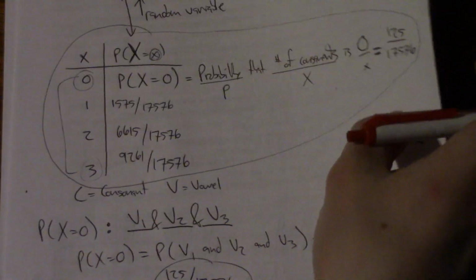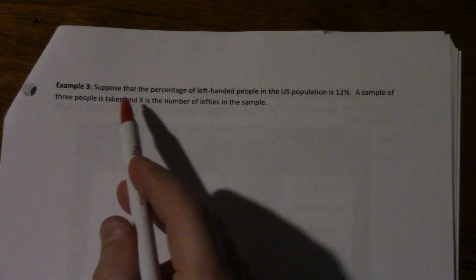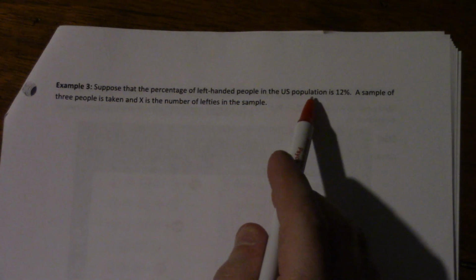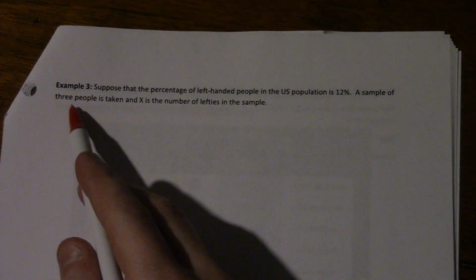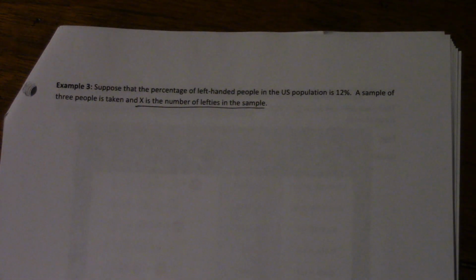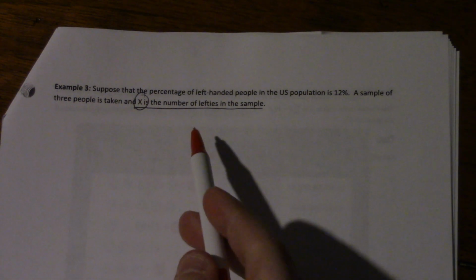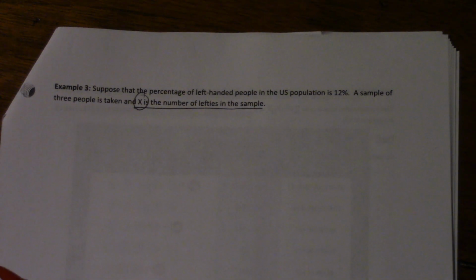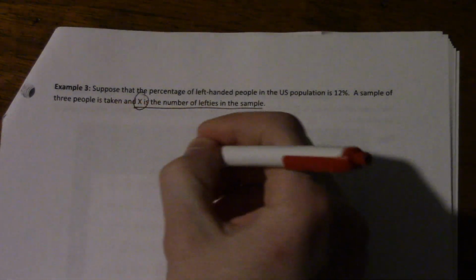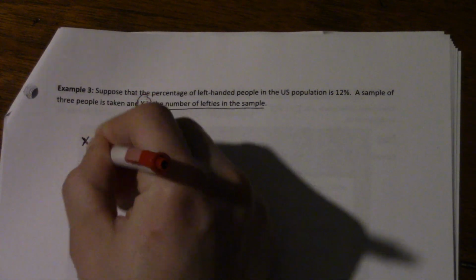So let's do another one that's pretty similar. But we'll go a little quicker because it'll be the same type of process. There's just one slight modification here that we'll discuss. So suppose that the percentage of left-handed people in the US is 12%. We take a sample of 3 people, and we're interested in X, which is the number of left-handed people in our sample. So again, there's big X, that's your random variable. We're counting the number of left-handed people we have in a group of 3. So where to start? Maybe we can just sketch out the probability distribution.